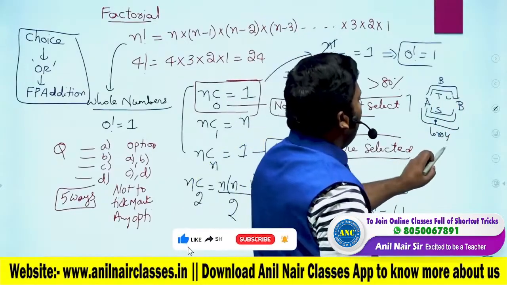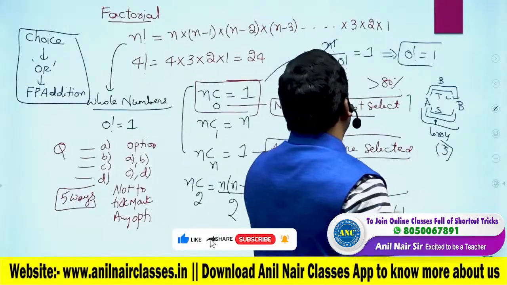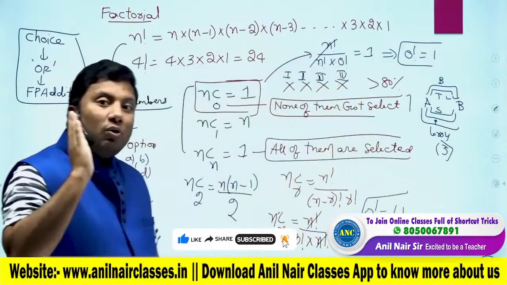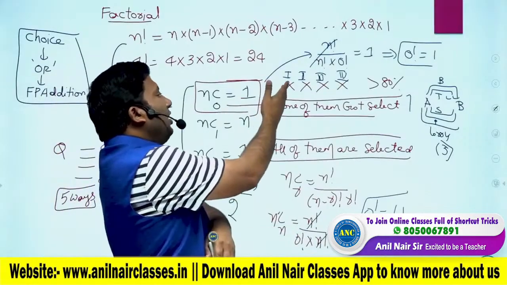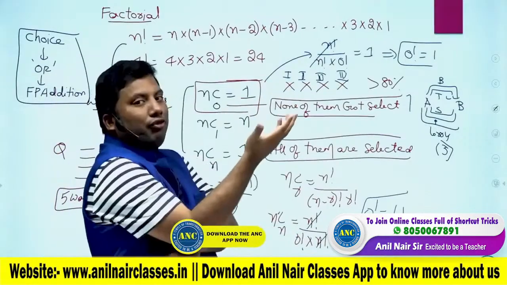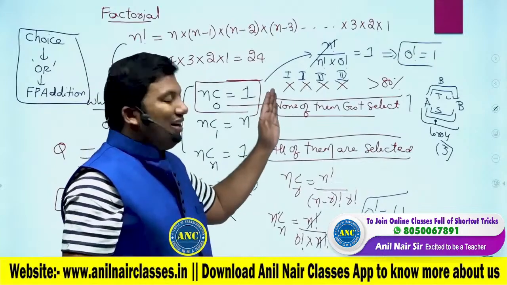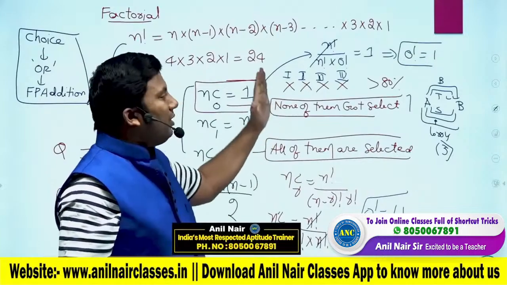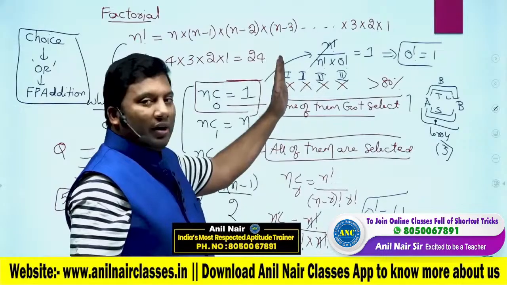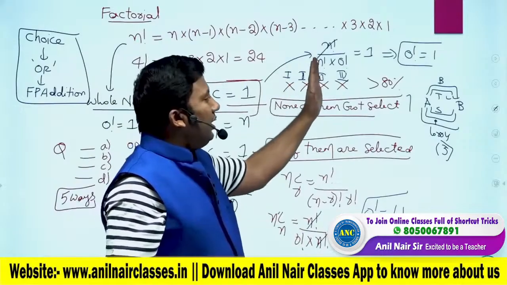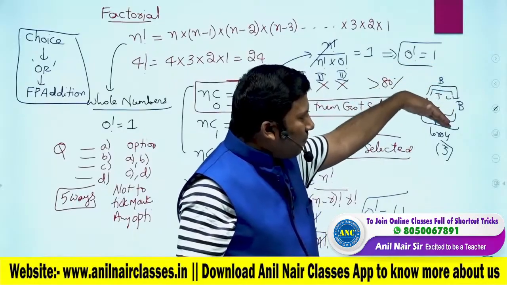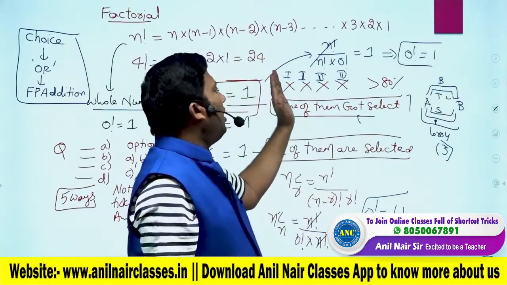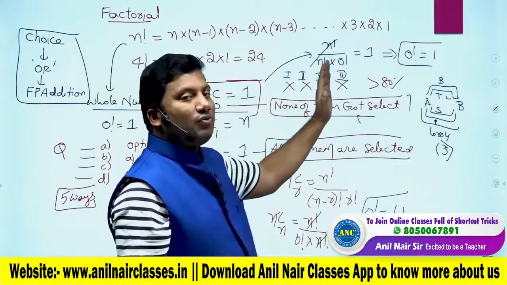So total how many ways are there? 5 ways are there. I need to select 1 out of 4. Either 1 or 2 or 3 or 4. Our condition is nothing but plus. There are 5 ways: 1 plus 1 plus 1 plus 1 plus 1.